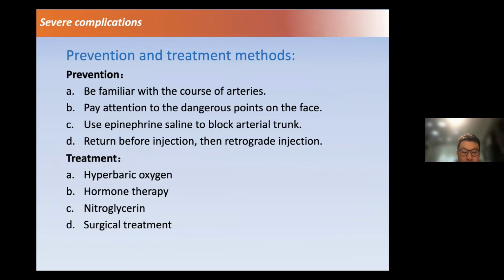Prevention and treatment methods of these severe complications are as follows. Prevention methods include be familiar with the course of arteries, and pay attention to the dangerous points on the face, and use a plug on the artery trunk and retract before injection, then resume injection.